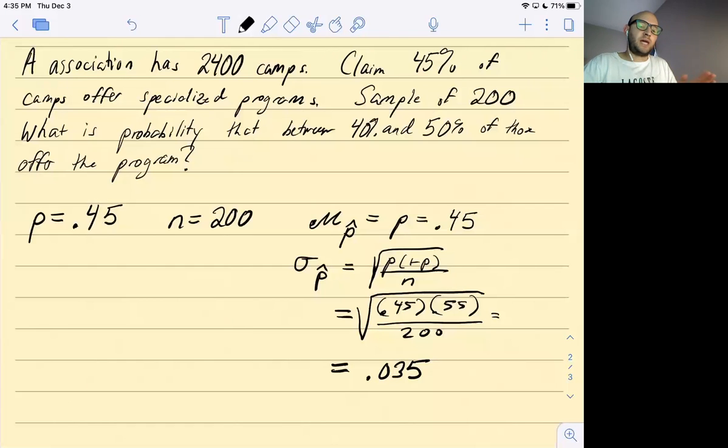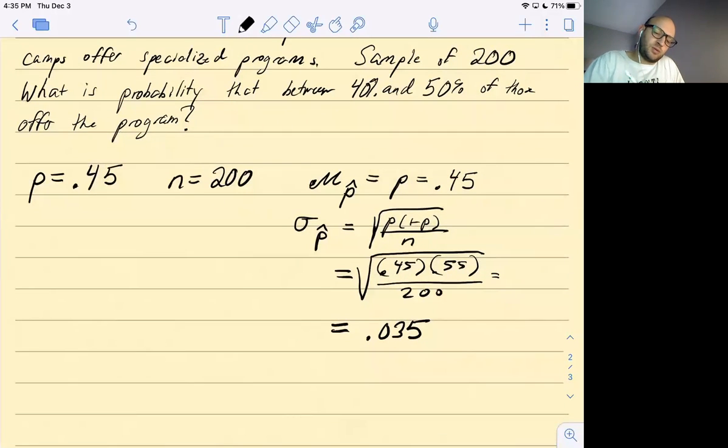So most of the time, if we take a sample of 200, we should expect that the outcomes would be distributed between about 0.42 and 0.48 roughly. So now we have our sigma, it's 0.035, our mu is 0.45. Let's find the probability that p hat is between 0.4 and 0.5.